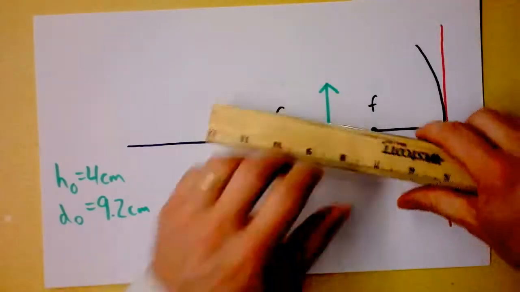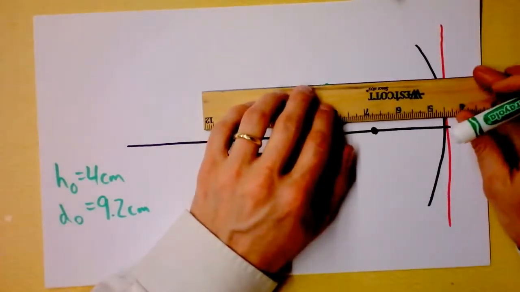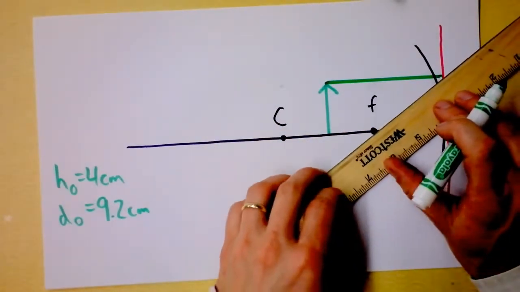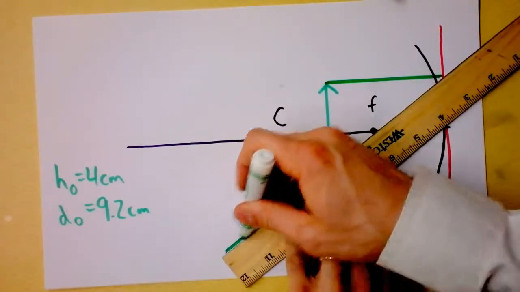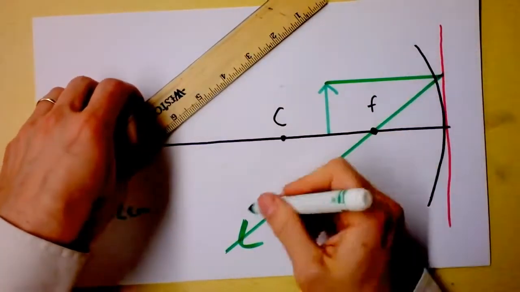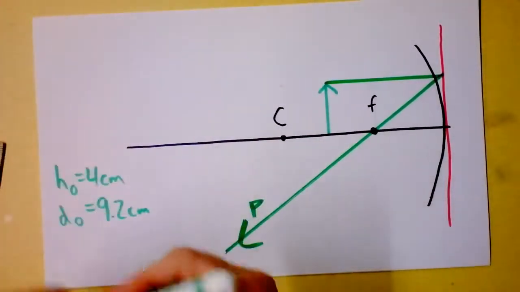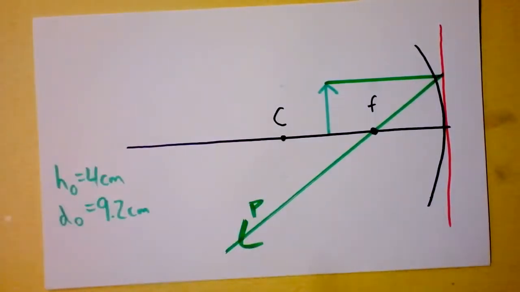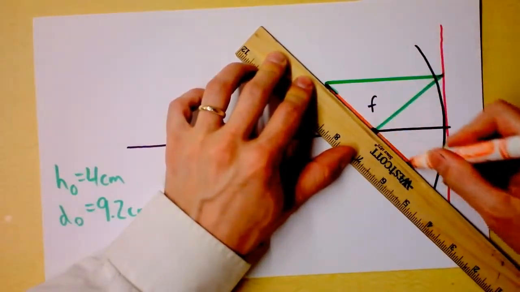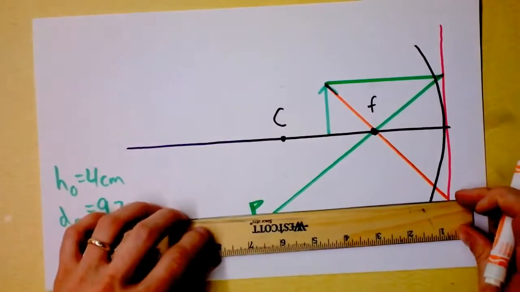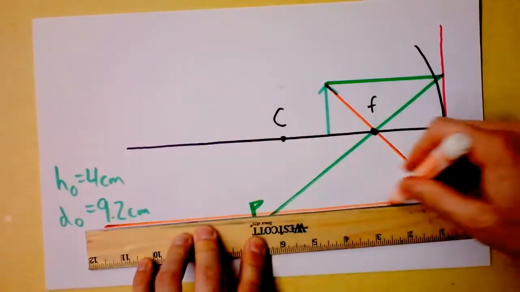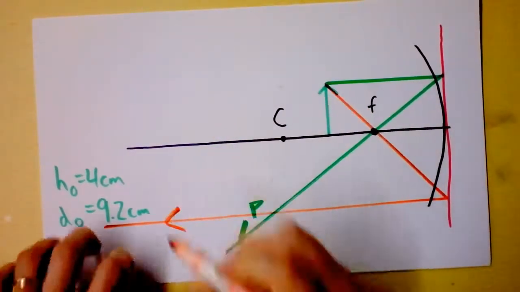The P ray comes in parallel and goes out through the focus. You should be drawing these at home. Do it. And then we're going to get you an F ray, and the F ray is supposed to come through the focus and go out parallel. Notice there's a lot of room for error here. If I'm just slightly off, then everything's going to be crazy. But there is my F ray.